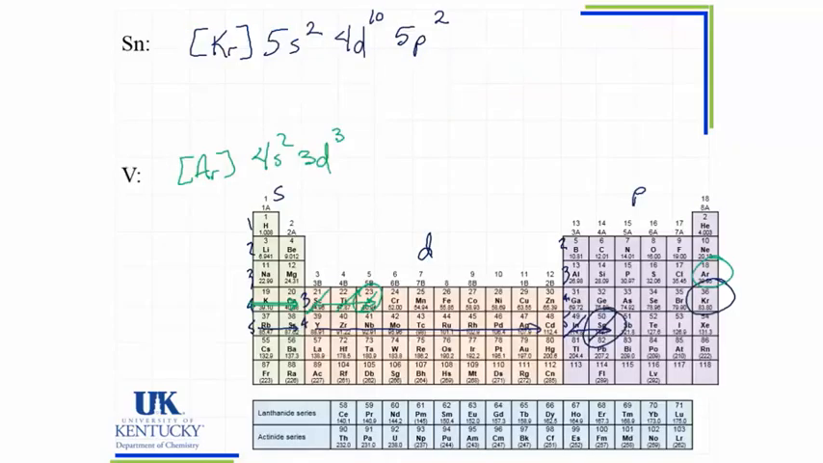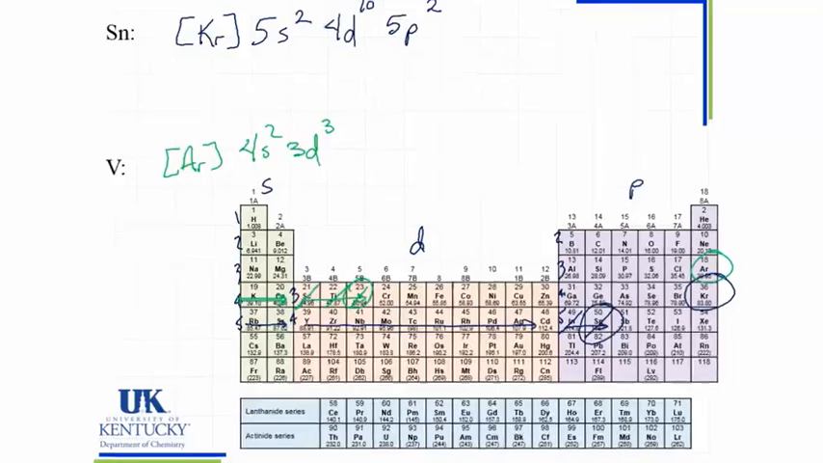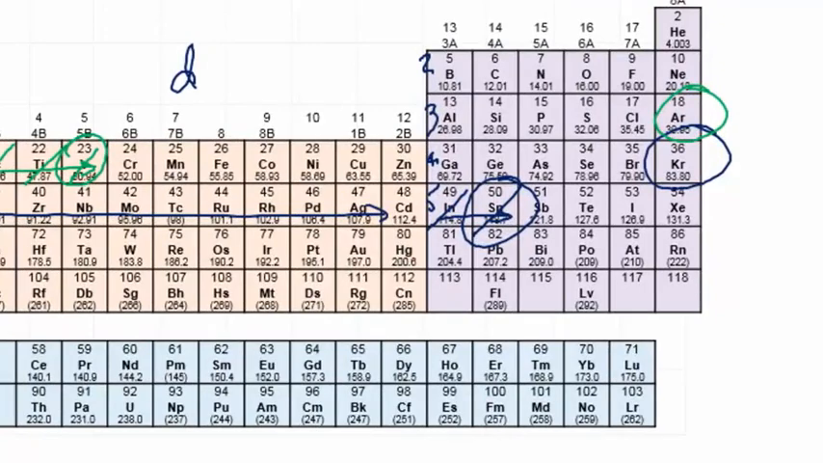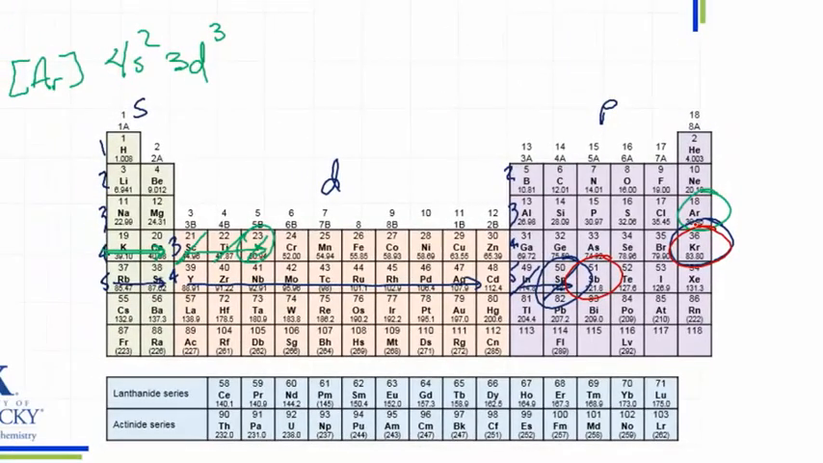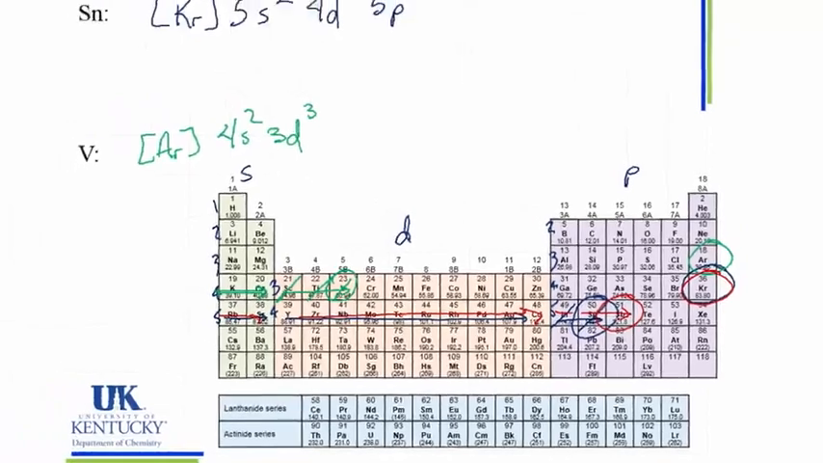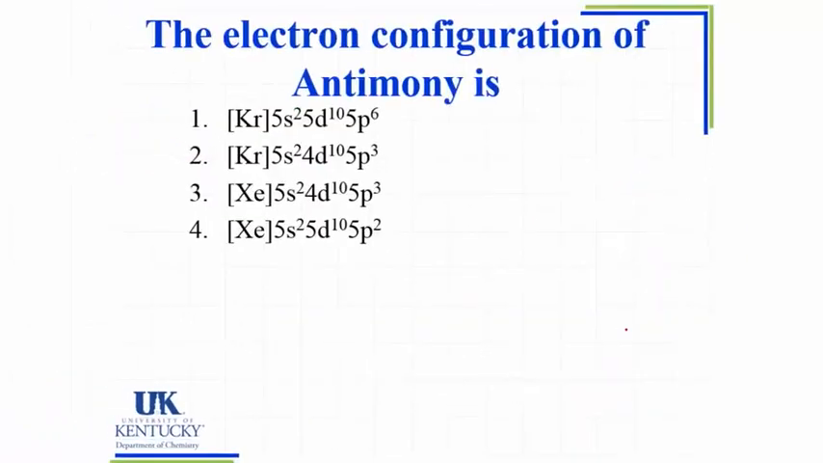Antimony. Antimony is Sb. Okay, so I'm going to change my pen color. Sb, periodic table. All right, so the element that comes before it again is krypton, and then we move our way over till we get to antimony. So antimony is krypton, 5s2, 4d10, 5p3, and that's what we have.